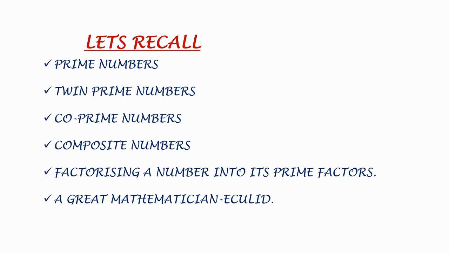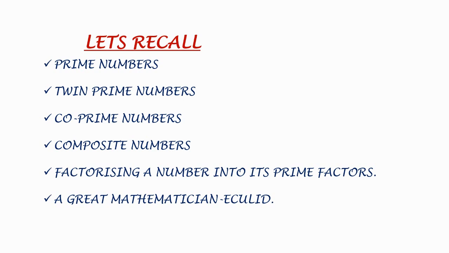Then we studied about twin prime numbers. If the difference between two prime numbers is 2, the numbers are said to be twin prime numbers. Then we studied about co-prime numbers. Two numbers which have only 1 as a common factor are said to be co-prime or relatively prime or mutually prime numbers. Then we studied about composite numbers. Numbers other than 1 which are not prime numbers are called composite numbers. For example, 4, 6, 8, 9, 10, etc.